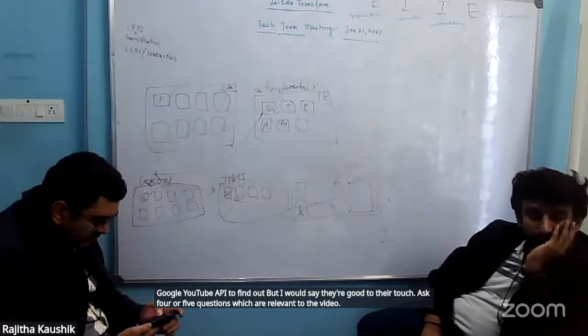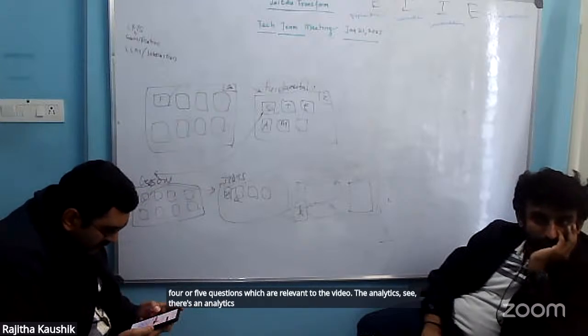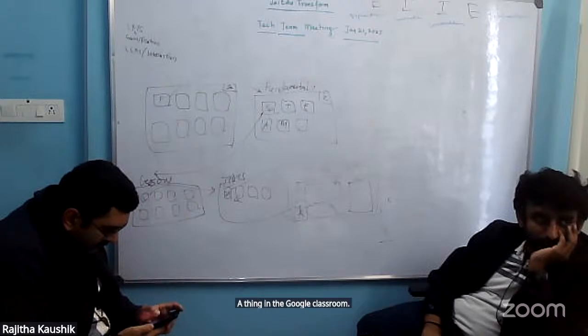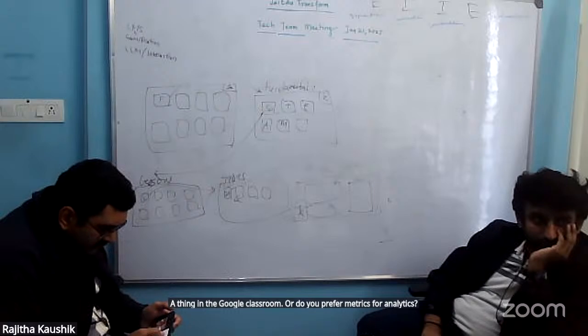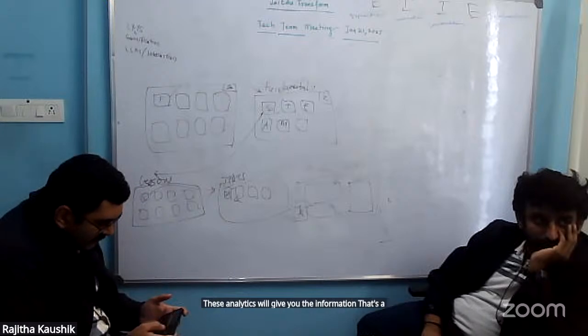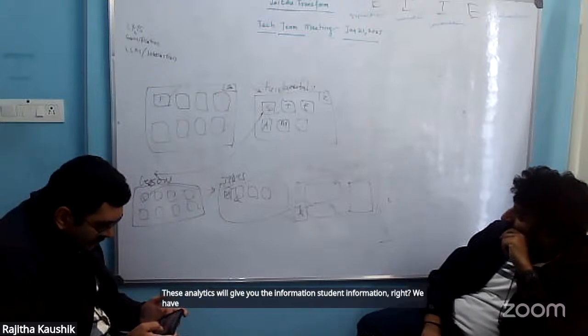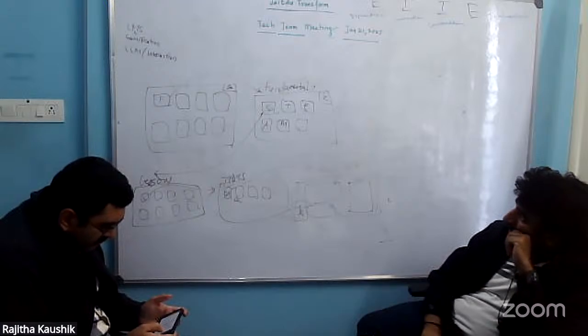That is content wise, Prabhuji. See, there's an analytics thing in the Google Classroom. Google Classroom Metrics for Analytics. This analytics will give you the information. That's the student information, right? We have the student progress, everything. We have done it with IELTS children, no? So many classes. We are experts in Google Classroom. That doesn't give you the video information.